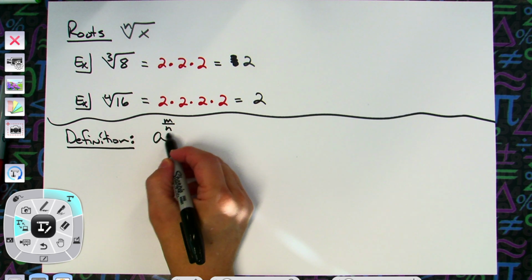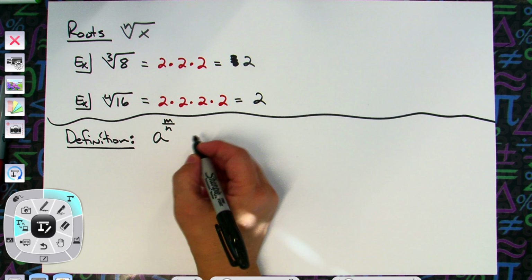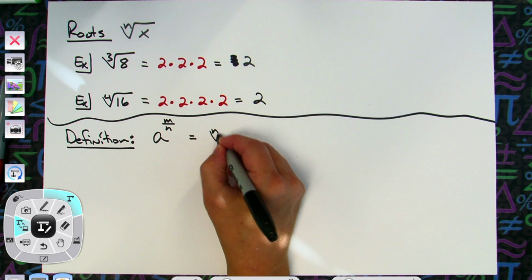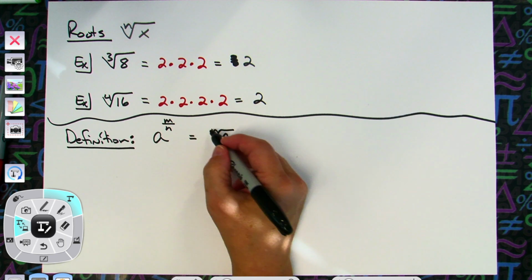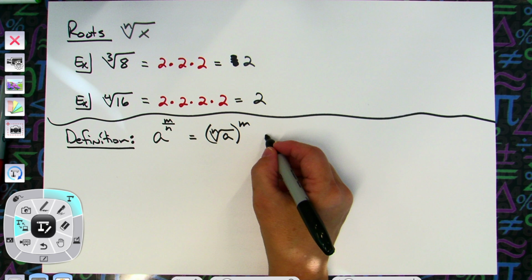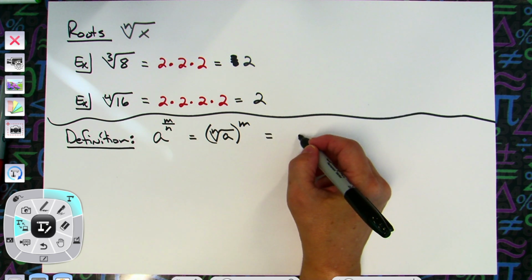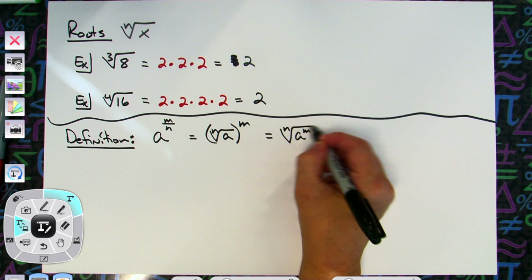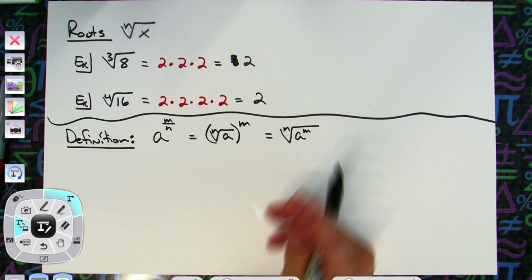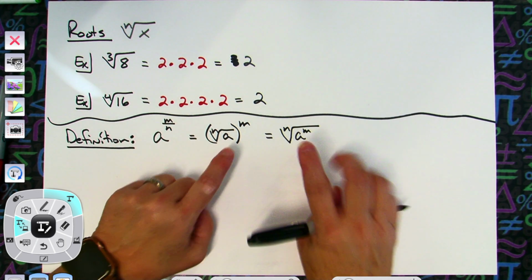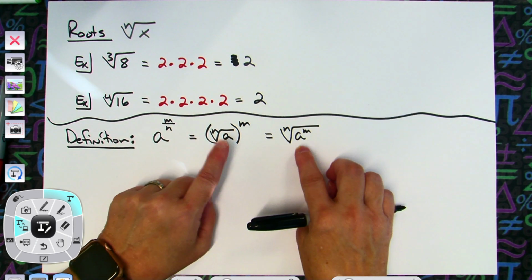The denominator of that fraction is always the root. But I can choose to take the root of that base and then raise it to the nth power, or I can choose to take the base, raise it to the nth power, and then take the nth root of it. Either way works, but stop and think about what's going to happen.